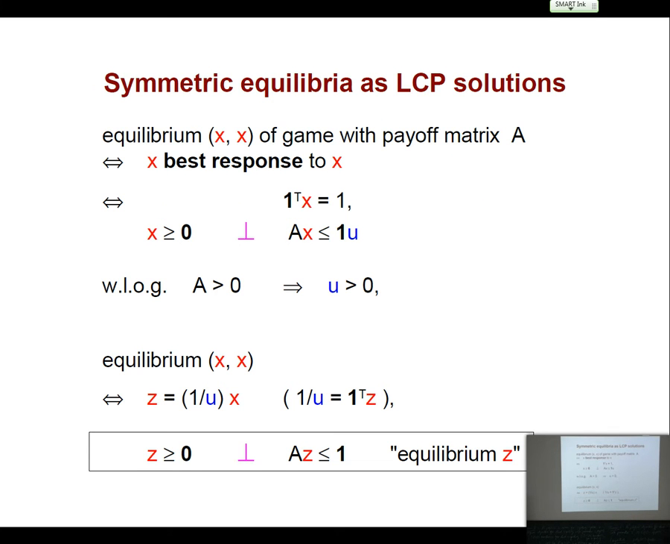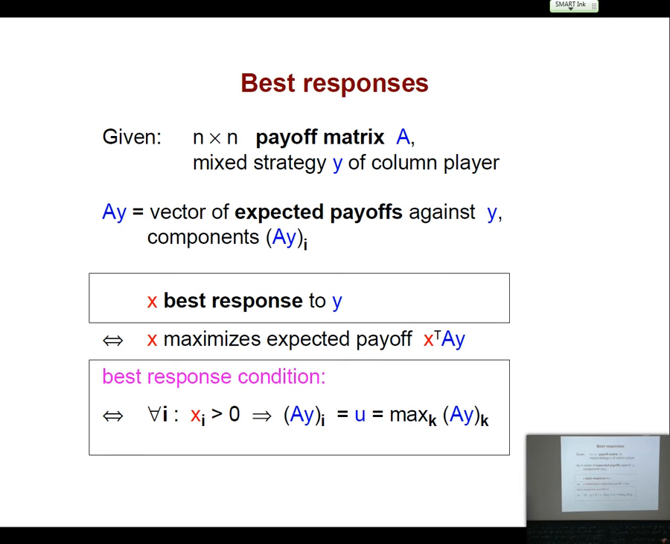And now we can write this down as a linear complementarity problem. What we're going to do is assume without loss of generality that A is positive. We can just add constants to make this so, which then implies that the payoff we get, this U here, this best response payoff, is always going to be positive.